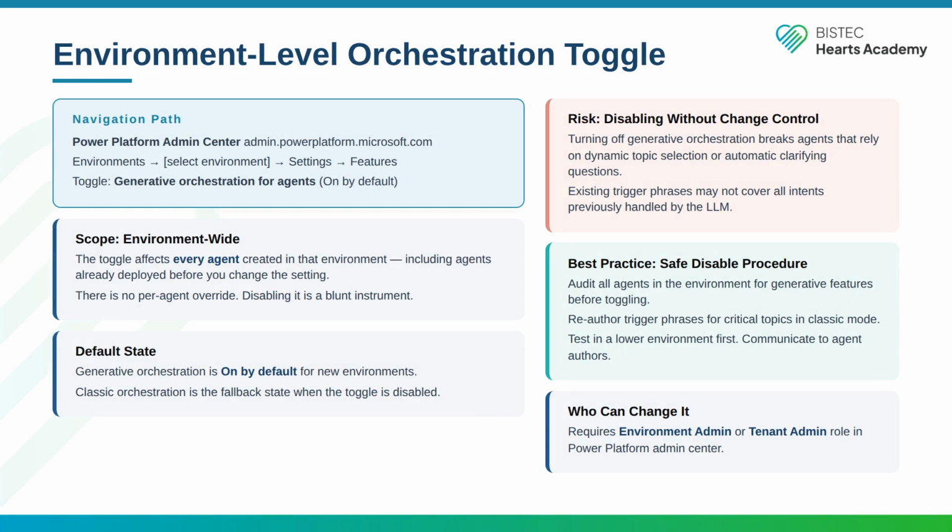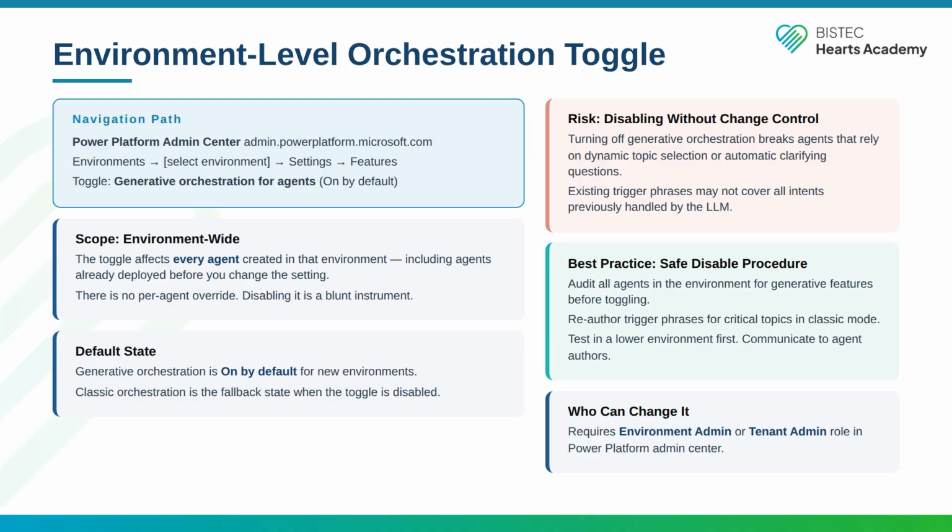Navigation path. Power Platform Admin Center at admin.powerplatform.microsoft.com. Environments. Select the environment, settings, features, toggle labeled Generative Orchestration for Agents. On by default. The single most important fact about this toggle, it is environment-wide.